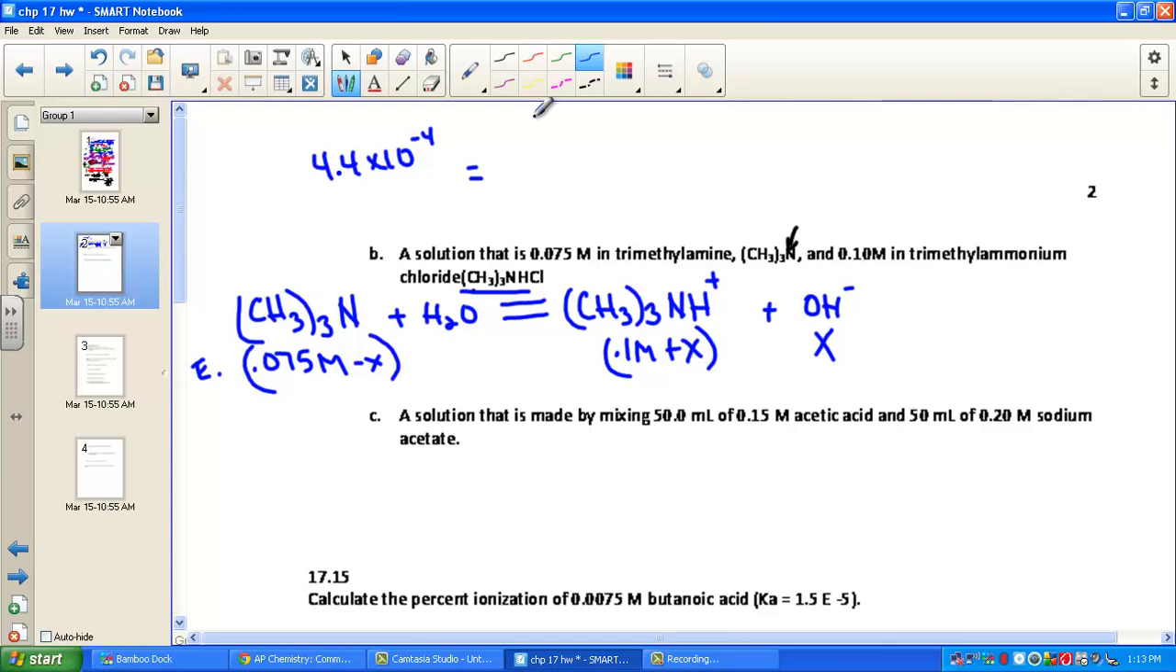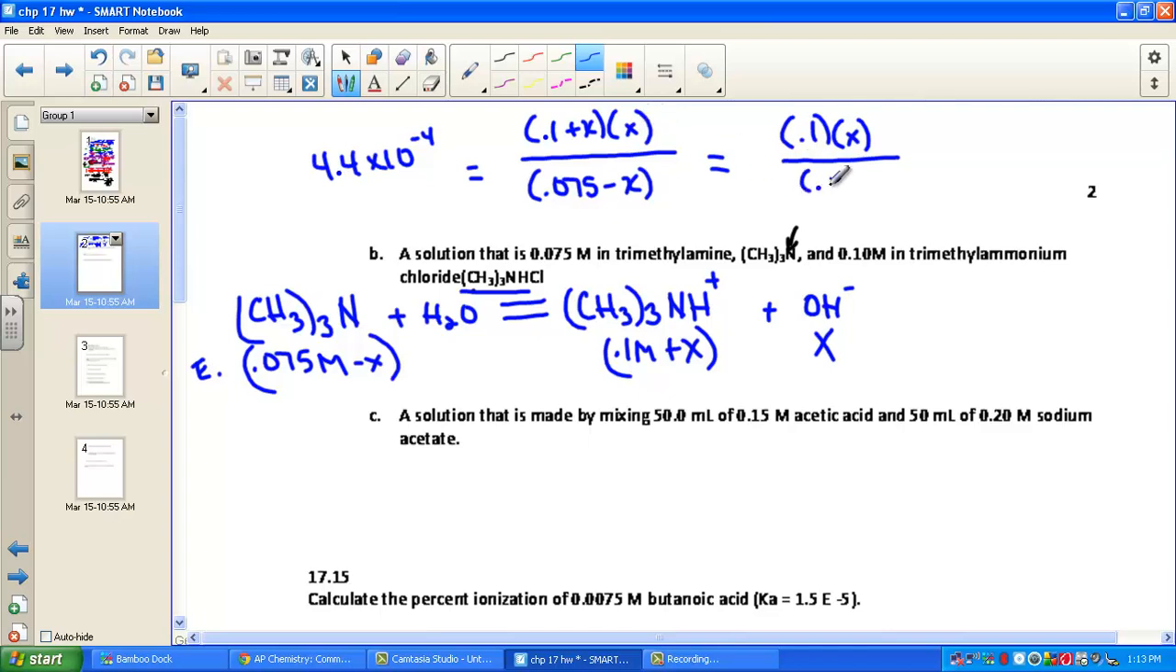Set equal to the products, 0.1 plus X times X over 0.075 minus X. Longhand algebra, we could pull out X, or we can assume the value of X to be negligible compared to the original quantities. So we could toss out the value of X. Instead of 0.1 plus X, let's write 0.1. And instead of 0.075 minus X, we'll make the assumption of the 5% rule and toss out the X.